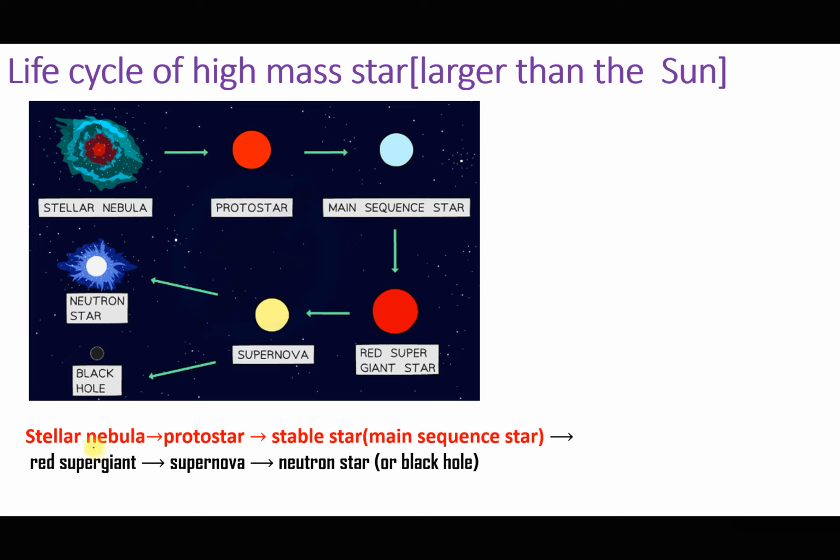So since we have already talked about the stellar nebula, protostar, and stable star, which are the same stages for both, whether it is a large star or a small star, let's talk about the red supergiant. For the low mass stars, it was just a red giant. For the more massive stars, it is a red supergiant.